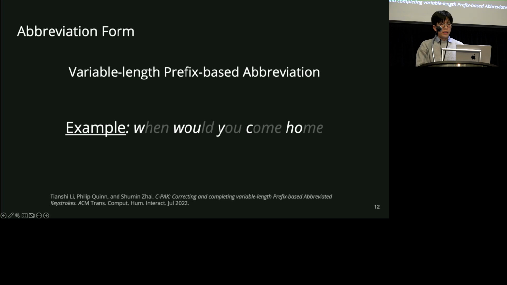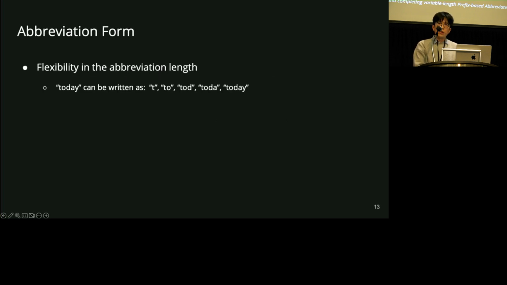Among many existing abbreviation forms, we adopted variable-length, prefix-based abbreviation proposed by Li, Quinn, and Zhai. It can be taken as a natural extension of the SMS language. This abbreviation form has the flexibility in the abbreviation length, so all prefixes of a word are legit abbreviations. So, for example, the word today can be abbreviated as the initial letter T, or TO, TOD, TODA, or the full spelling TODAY.